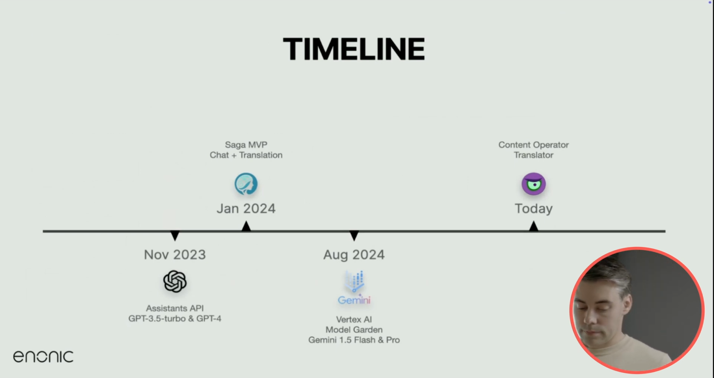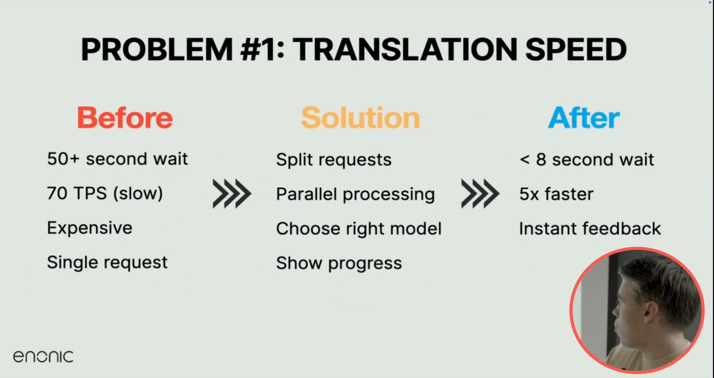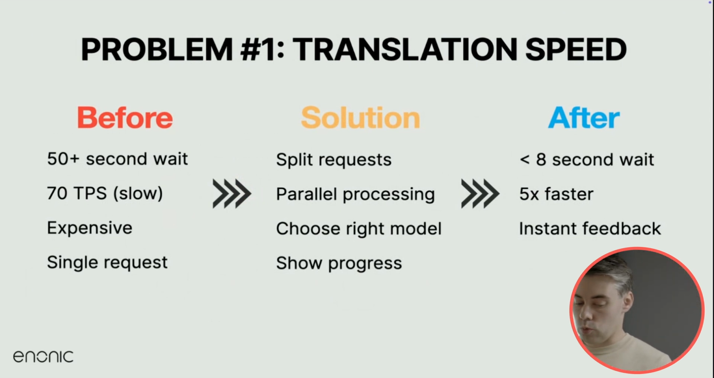So, speaking about the problems, the first problem was the translation speed, and that's what we decided to fix first. Initially, it was taking more than 50 seconds to translate large content with multiple A4 pages of text with formatting. It was slow, it was expensive, and most importantly, it was just a single generate request.